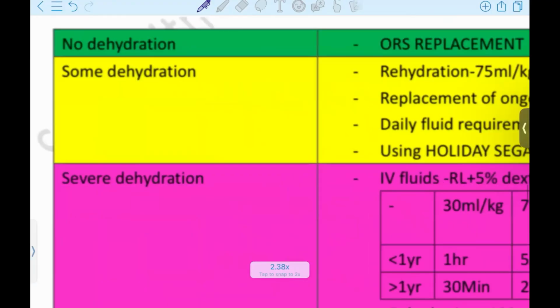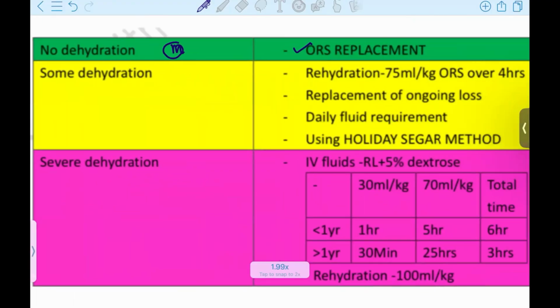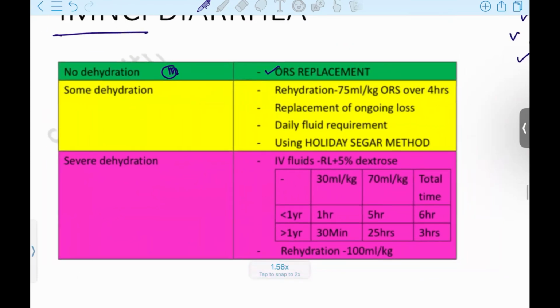If the patient is in the mild category, only ORS can be given. And if it is some dehydration, you have to give 75 ml per kg ORS. Along with that, rice water, coconut water, and breastfeeding should be continued for the moderate dehydration patient. Every episode of diarrhea should be replaced with ORS for the baby. And in severe dehydration, only IV fluids are given. So how are IV fluids given? Especially RL or 5-dextrose should be started for the patient.